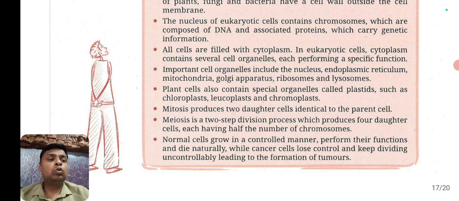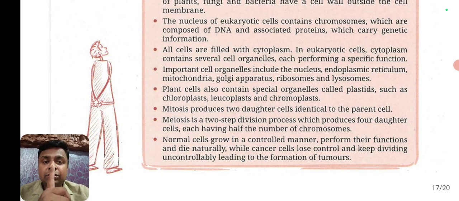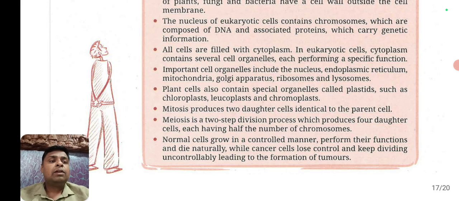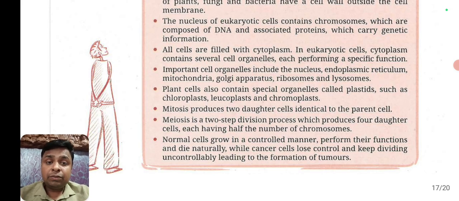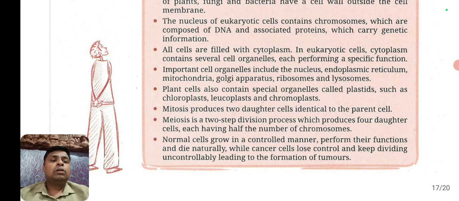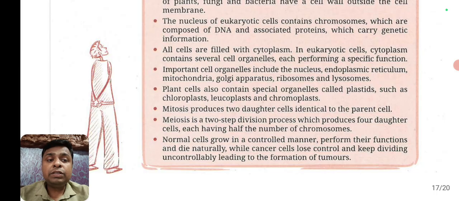Mitosis produces two daughter cells identical to the parent cell. Meiosis is a two-step division. So remember, mitosis produces two cells from one cell. One cell divides into two cells. And in meiosis, one cell divides into four cells. It happens only in reproductive cells, gametes. Then normal cells grow in a controlled manner, perform their functions and they die. Okay, uncontrolled division is cancer.